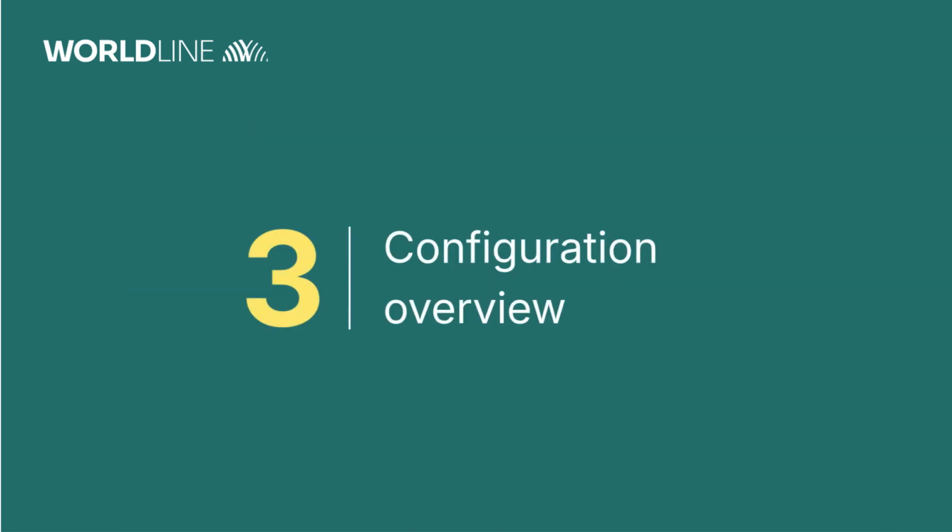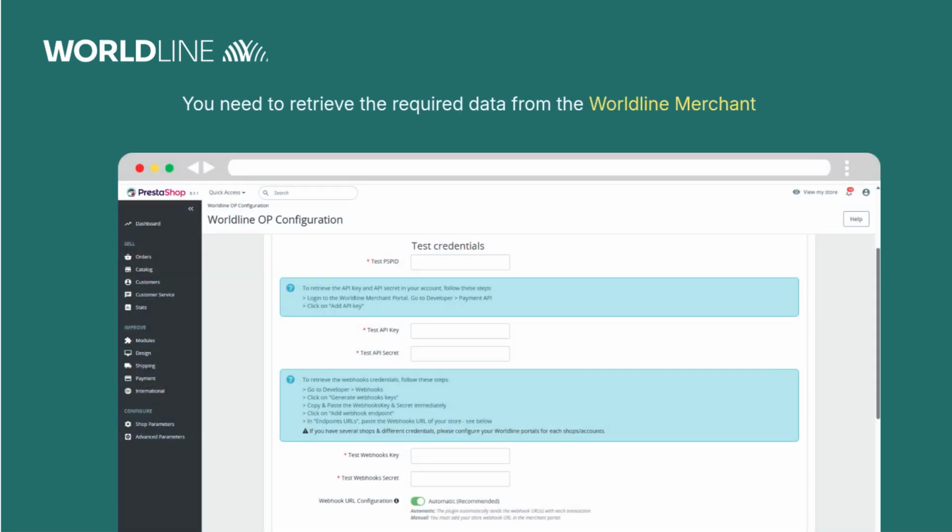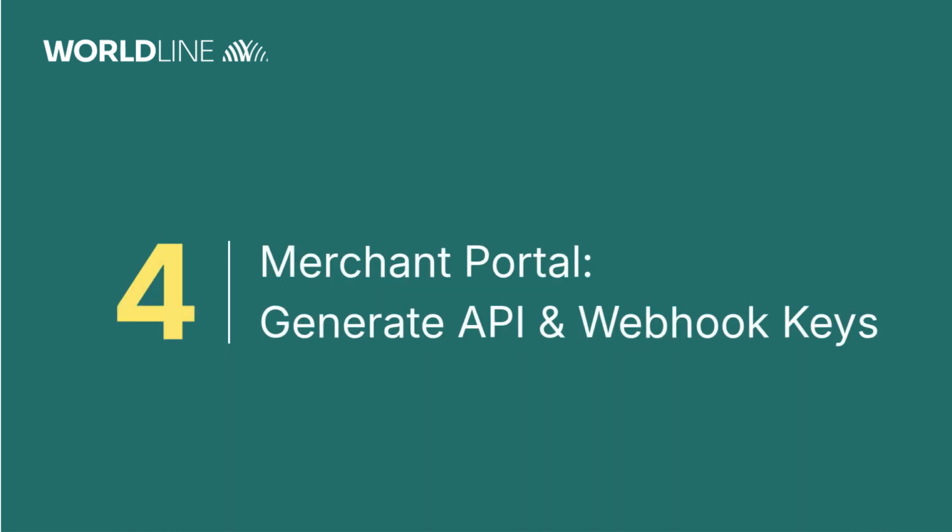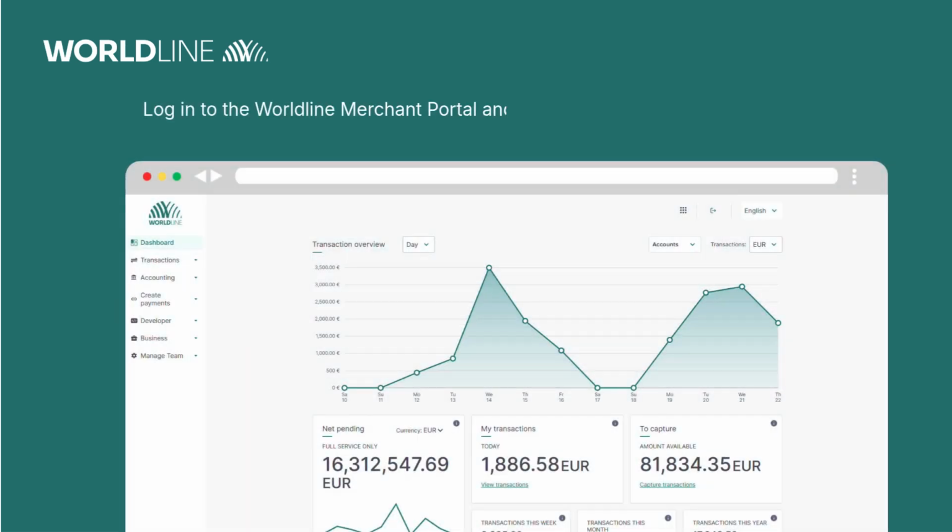Next, configuration overview. You need to retrieve the required data from the Worldline Merchant Portal: Merchant ID, also known as PSP ID, API key and secret, as well as Webhook's key and secret. Next step, Merchant Portal. Generate API and Webhook keys. Log in to the Worldline Merchant Portal and generate API and Webhook credentials.